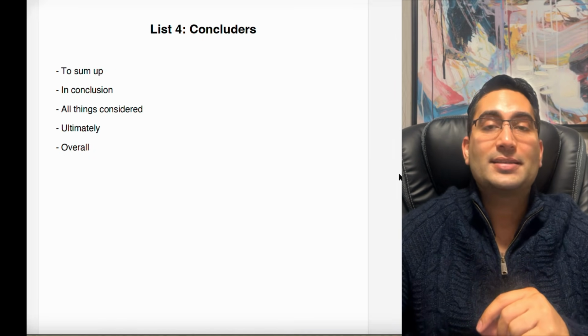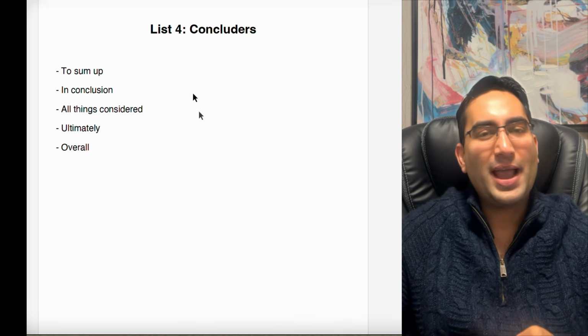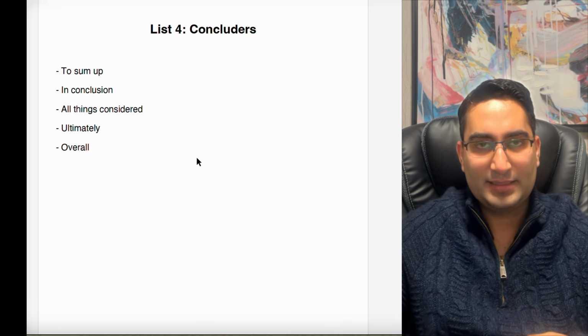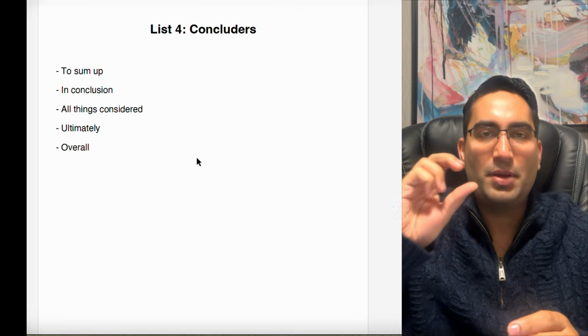List number 4 is our concluders. Very important, not only for the final paragraph or the final sentence, it's also important when you're finishing the sub-points.